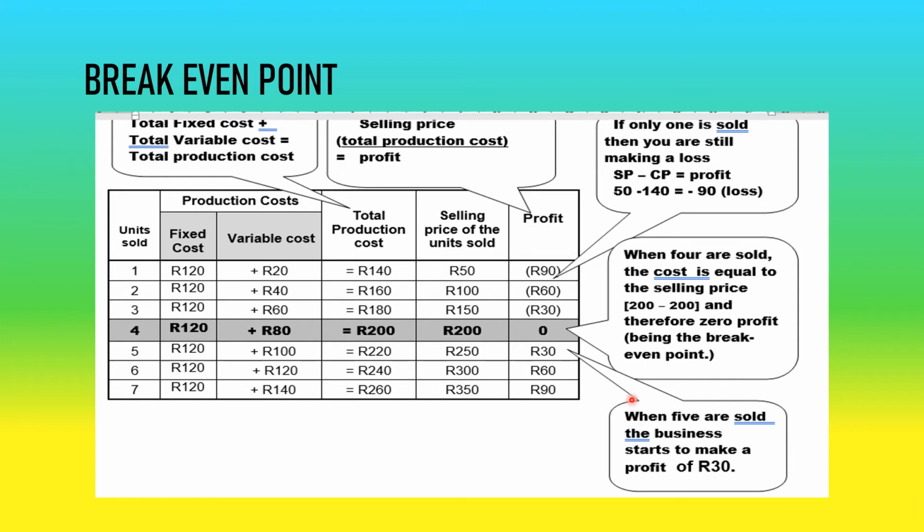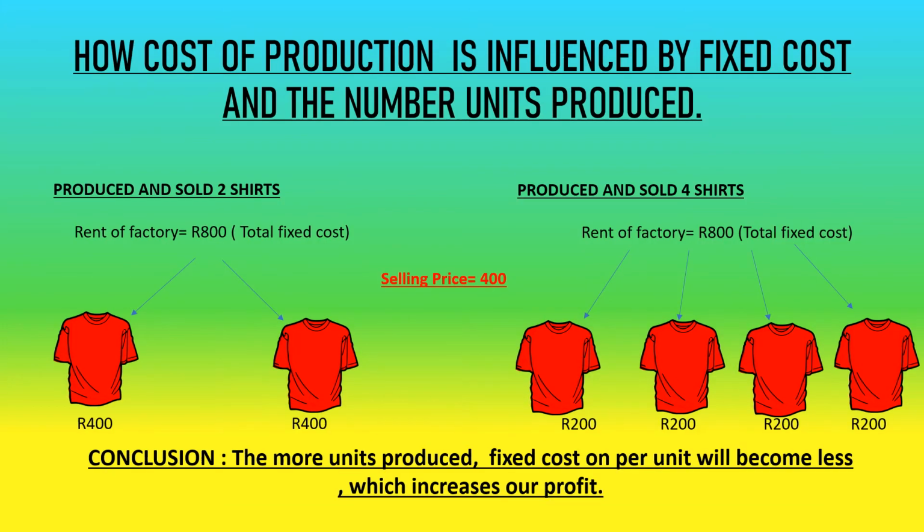But how does it happen that here we're making a loss, then suddenly here we meet our break even, and now we're making a profit? How does this happen? And that's exactly what I'm going to show you now. I'm going to show you what influences this to happen. So now we're going to look at how cost of production is influenced by fixed cost and the number of units produced, which will affect our profit, loss, or break even.